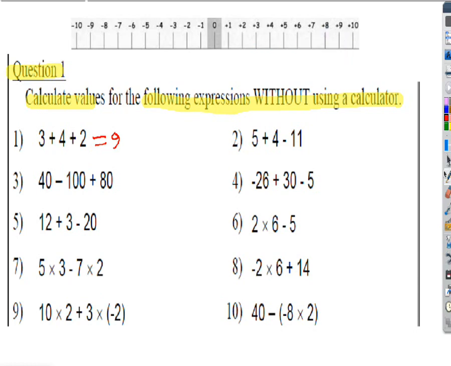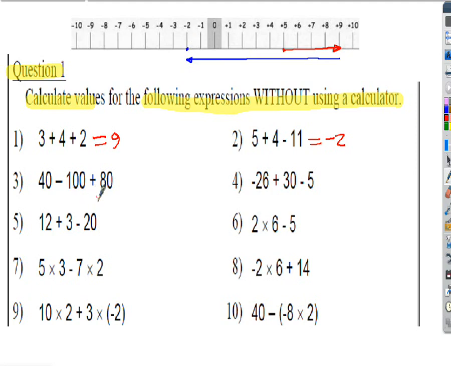Question 2, we've got 5 added to 4 and then we're subtracting 11. So that will be negative 2. Thinking about it on the number line, we're starting at 5, we're adding 4, so that takes us to positive 9, and then we're subtracting 11, so we move from right to left now, and that will take us down to negative 2.